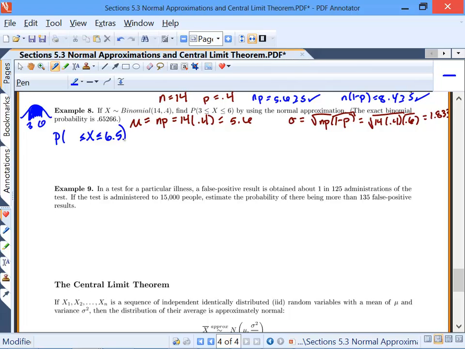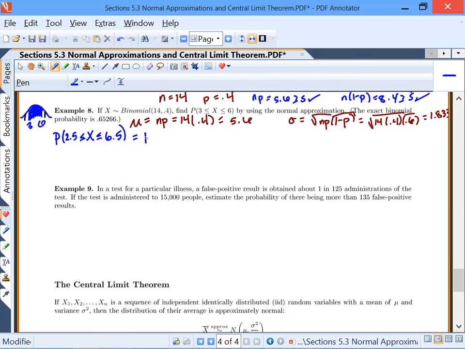6.5 and 2.5. So remember, in each direction, you want to go out 0.5 to make your region bigger. So we're going to find the probability that x is between 2.5 and 6.5. So that's my continuity correction. Now at this point, we're using the normal approximation, so we're going to use all of our normality rules.